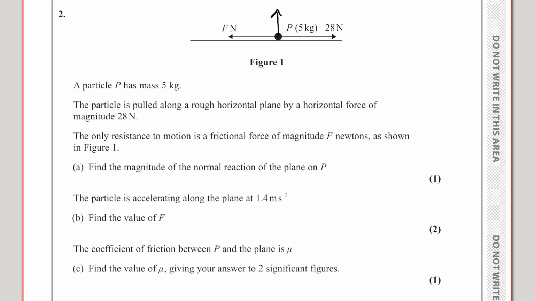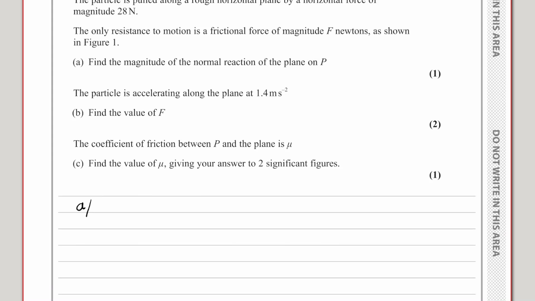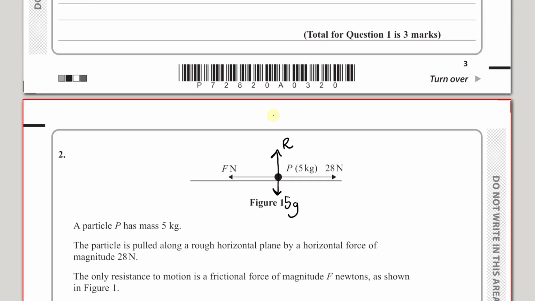So we've got a normal reaction which is perpendicular to the plane, and acting down we've got mg. So its weight is mass times gravity, so 5g. Because forces up equal forces down, we can say R is 5g. So R equals 5g. The particle is accelerating along the plane at 1.4 meters per second squared.